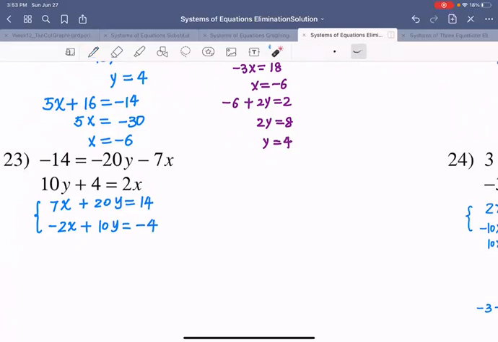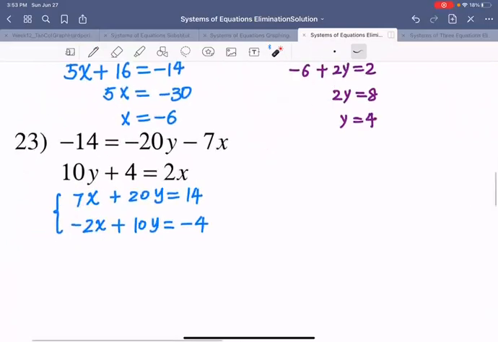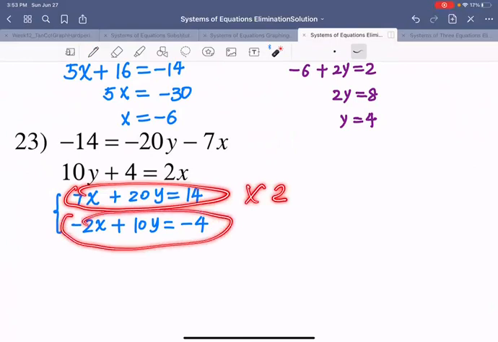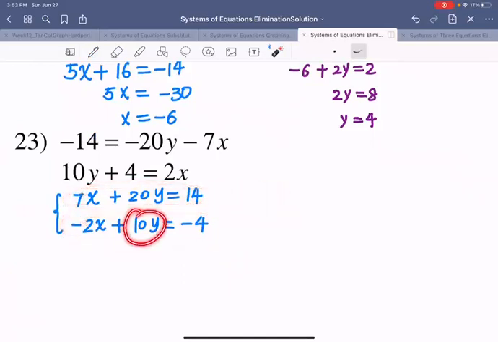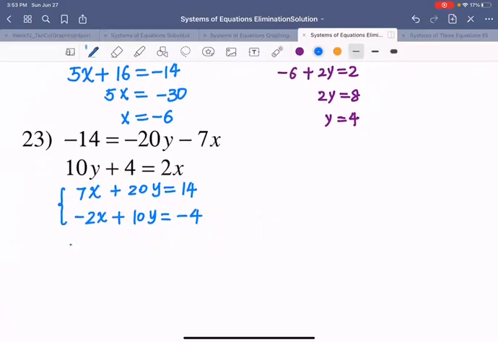Let's watch out here, okay? 7 and 2. You can times this guy by 2. You can times this guy by 7. Then you can cancel the x term, correct? What about the y term? Very good. I like this way. If you just times by 2, then this will be able to cancel with this, right? Let's go ahead, times this guy by 2. So negative 4x plus 20y equals negative 8.